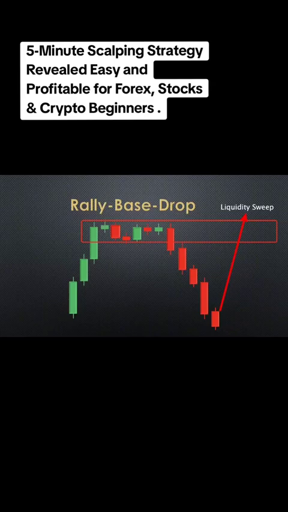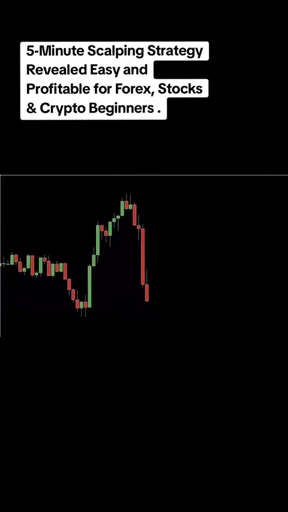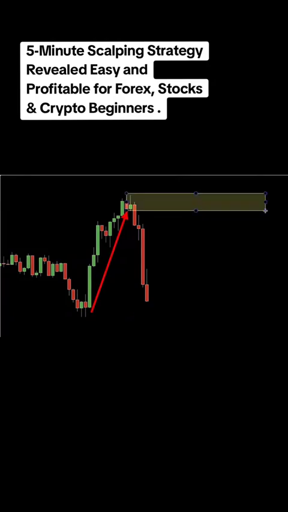from retail traders who have placed their stop losses just above the zone. This triggers a strong drop, exactly the move we want to catch as scalpers. Now, looking at this real chart, we see the rally-based drop pattern in action. First, there's a rally, a move driven by smart money as the price pushes higher. Then, the market hits a base. This is where institutional traders begin offloading their positions, creating a supply zone.